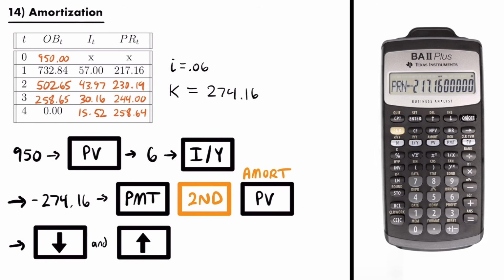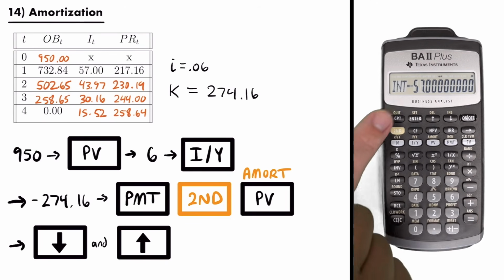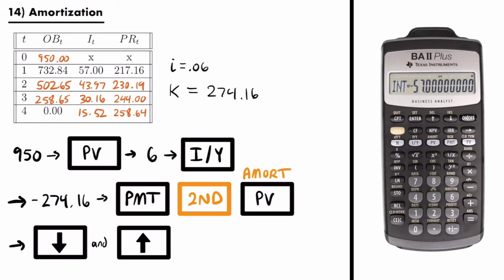And then if we hit the down arrow again, we have negative 57, which means the interest paid is $57, which we have right here in our table. So it got all those values right. This whole row for year 1 is in our calculator using that amortization function.